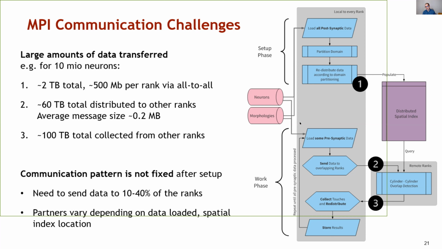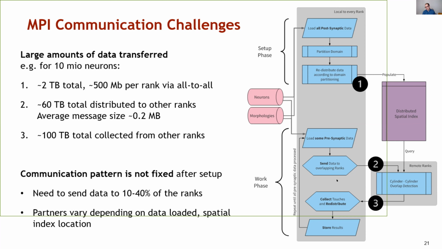Over the whole work phase, where we iterate over these batches of neurons, we send a total of about 60 terabytes for this circuit from rank to rank, between all the ranks. That works out to an average message size of about 100 to 200 kilobytes per rank-to-rank communication. And the data we collect is actually quite rich: 100 terabytes we receive back before we simplify the data and write it out to disk.